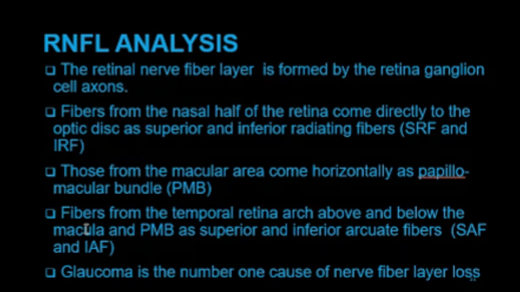So glaucoma is the number one cause of nerve fiber layer loss. Glaucoma is the number one cause. And remember, glaucoma usually affects the temporal fibers first before the nasal fibers.